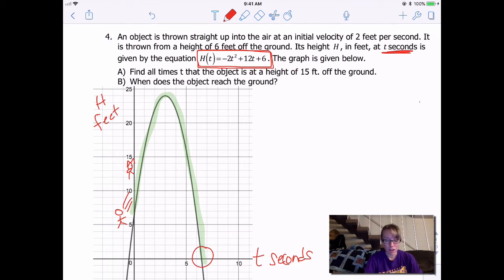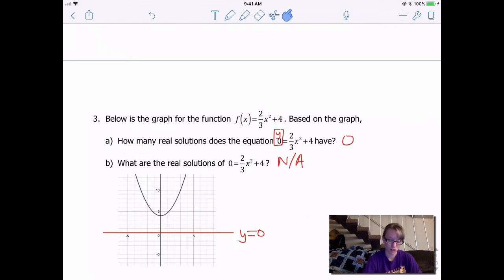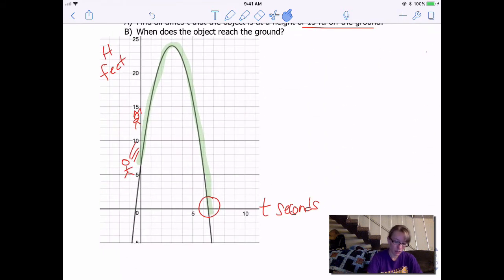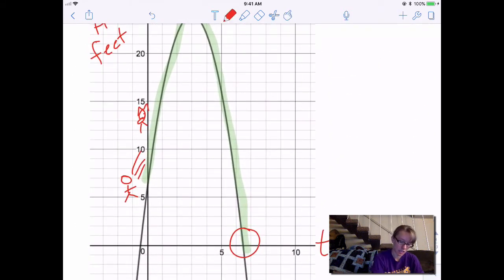And they want to say, find all times t that the object is at 15 feet off the ground. Okay, so that's 15 feet off the ground. We've only so far dealt with when I actually am at 0, or really for us, when it's hitting the ground. But if I want to look at when the height hits 15, that happens right here at y equals 15, or h equals 15. Either one of those will be fine. So I want to know when are the two times that that happens.